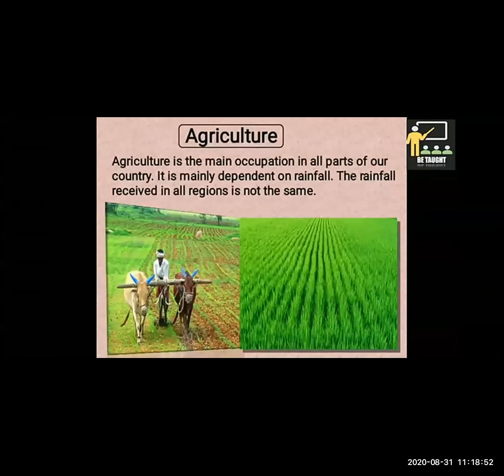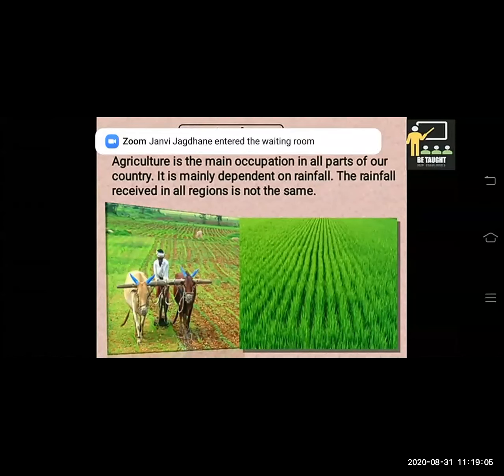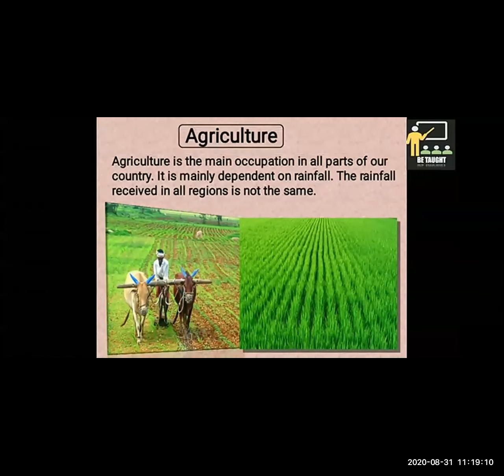Agriculture. Agriculture is a main occupation in some parts of a country. It is mainly dependent on rainfall. The rainfall received in all regions is not the same. To help crops grow well, good seeds, fertile soil, sufficient sunlight and water is needed. According to the seasons, a variety of grains, fruits and vegetables are grown in our country.